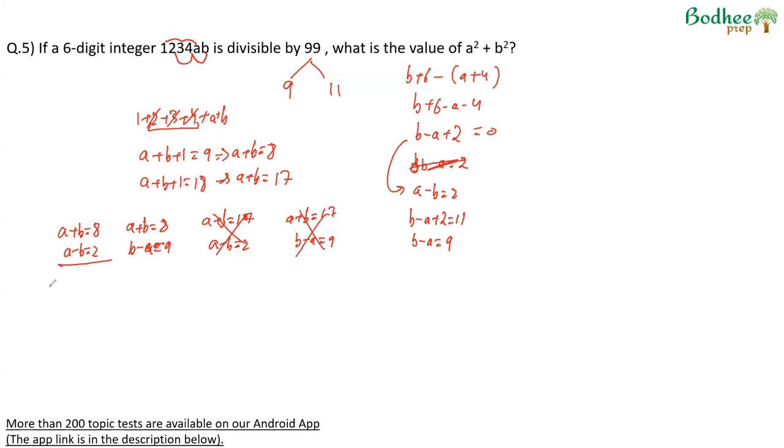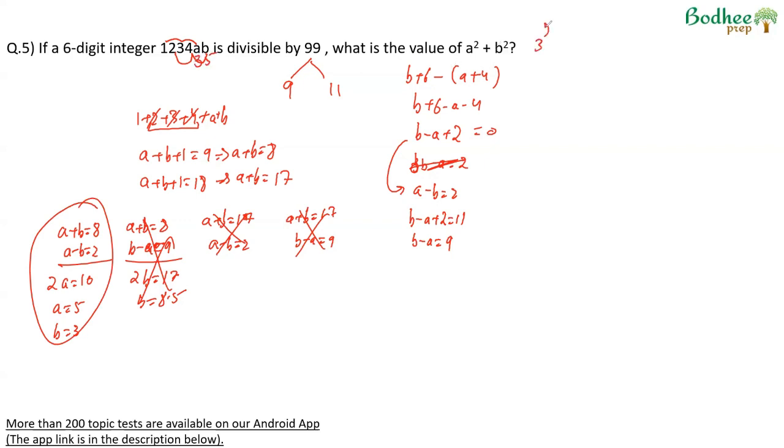Coming here, if we add these two, 2a is equal to 10, a is equal to 5. If a is 5, b will be 3. Here, if we add, 2b is equal to 17, b is equal to 8.5, cannot happen. So this is the only case that is possible. B will be 5, a will be 3, and therefore a square plus b square will be 3 square plus 5 square, which is 9 plus 25 is equal to 34, becomes the answer.